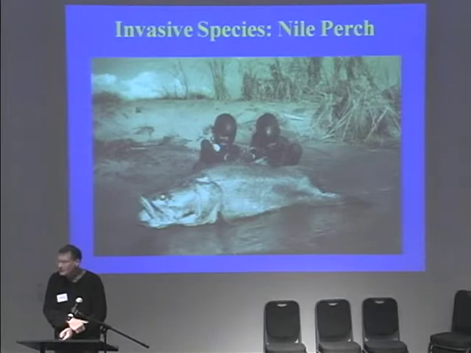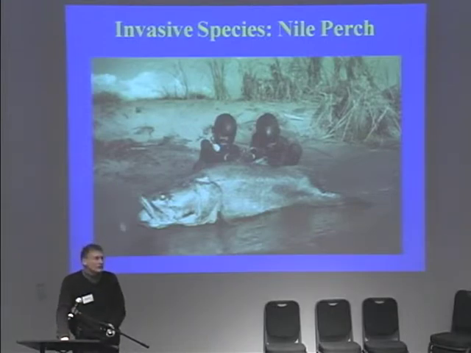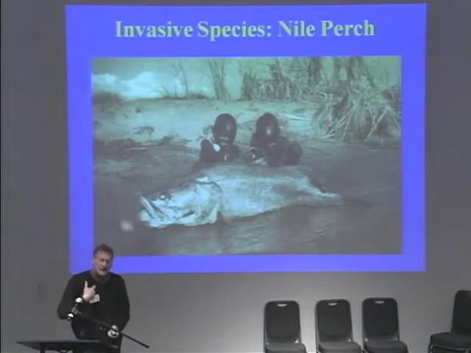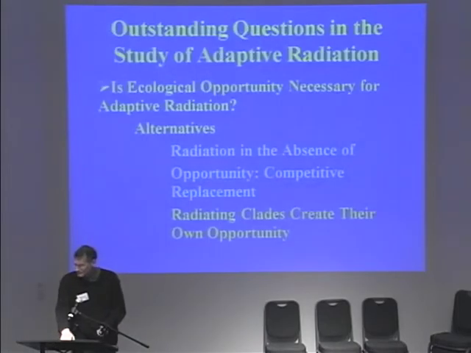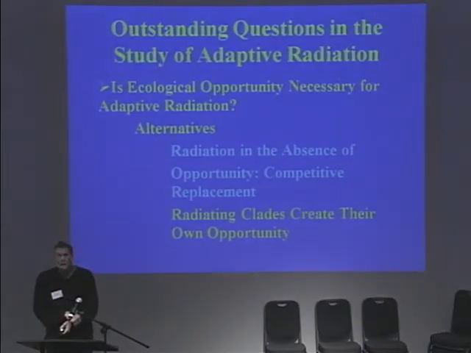So from these lines of evidence, I have to conclude that ecological opportunity does seem to be a necessary prerequisite for adaptive radiation. A group must find itself in an area where there are available resources that can be utilized. There are, however, other ways.